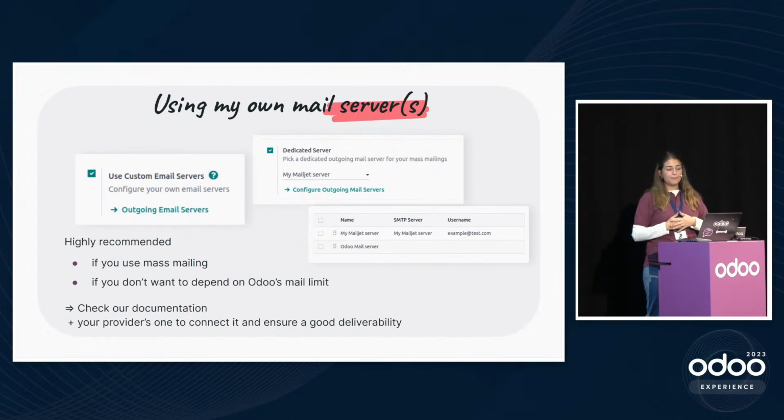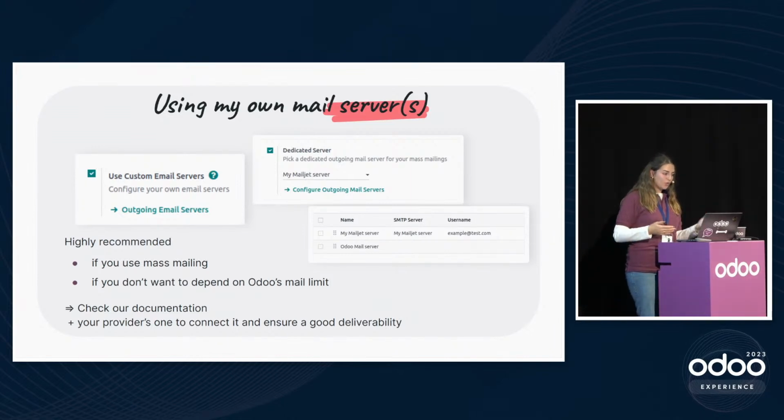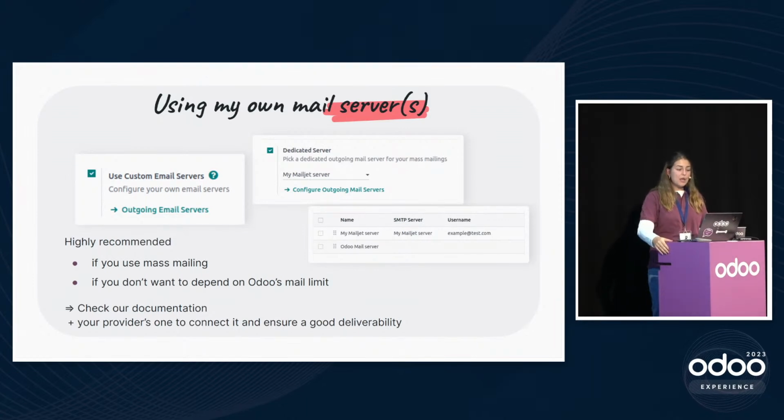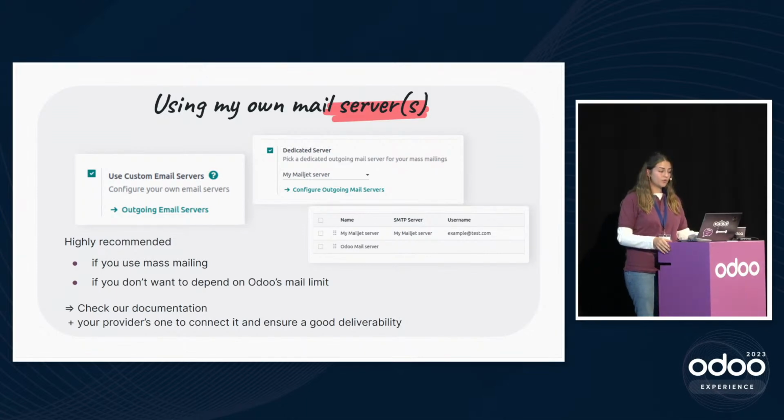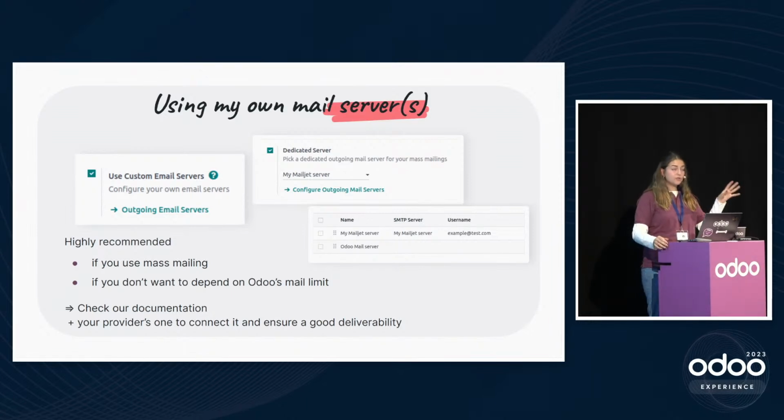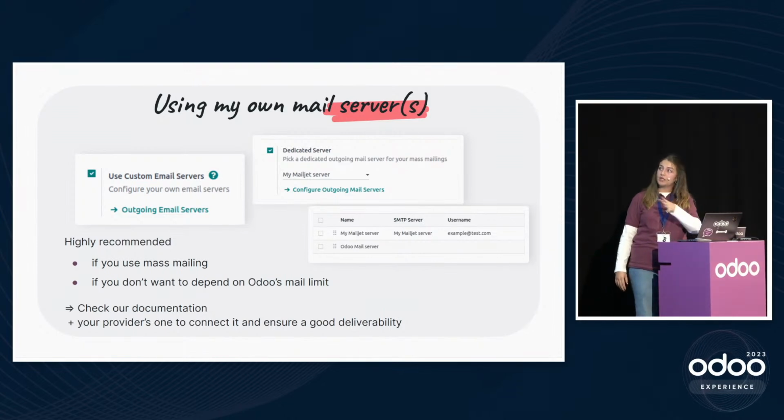So if you want to send marketing campaigns and don't depend on Odoo daily limits, or you are using Odoo on-premise, you will need a custom outgoing server, as we said. Be sure to check our documentation and your provider's one to have all the information to configure your own custom server. If you go on the internet and type in your server name, you will have all the information you need to configure it properly. Here I have an example with Mailjet, but it can be anyone.